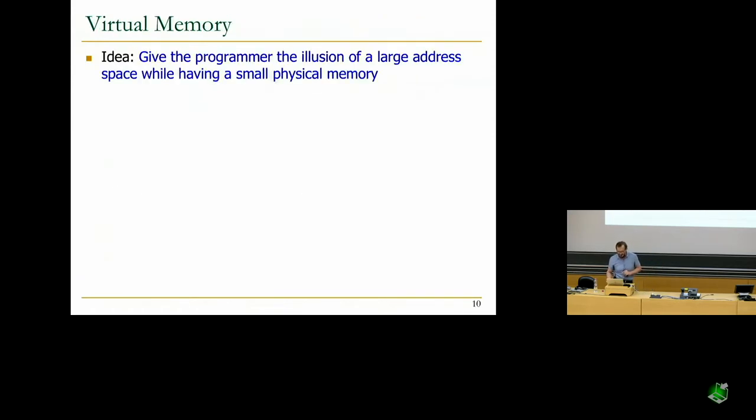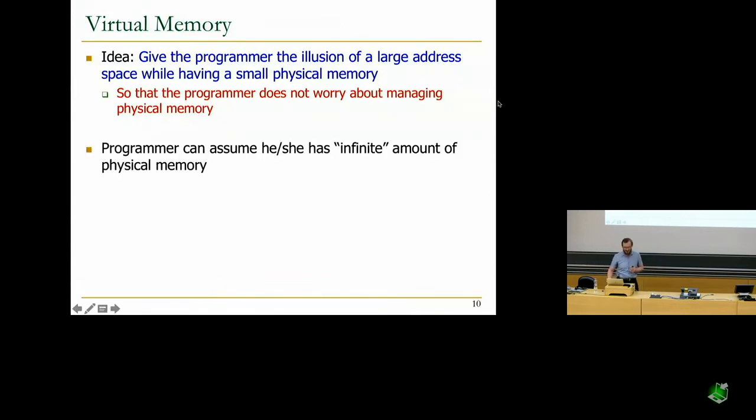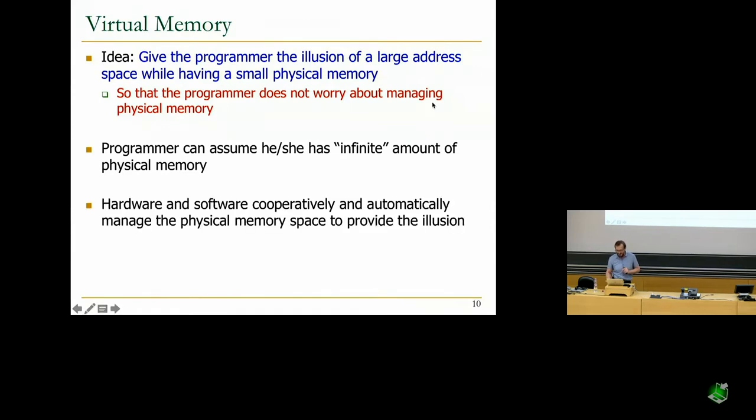So virtual memory, the simple idea is to make life easier for the programmer. Give the programmer the illusion of a large address space while having a small physical memory, so that the programmer doesn't worry about managing this physical memory. They can assume that you have an infinite amount of physical memory, and hardware and software cooperatively maintain that illusion. They automatically manage the physical memory space to provide the illusion. An illusion is maintained for each independent process, which means that you need to do different management for different processes.